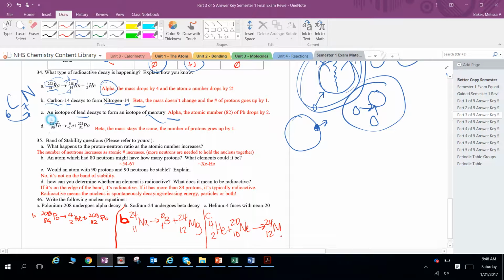And then the last one, look, the mass is not changing. 228 to 228. 90 is going up by 1. So that must be a beta decay.